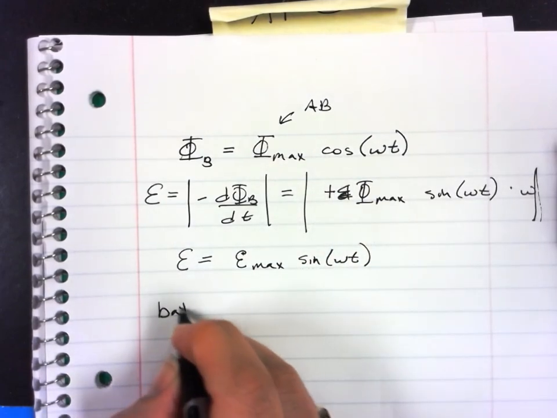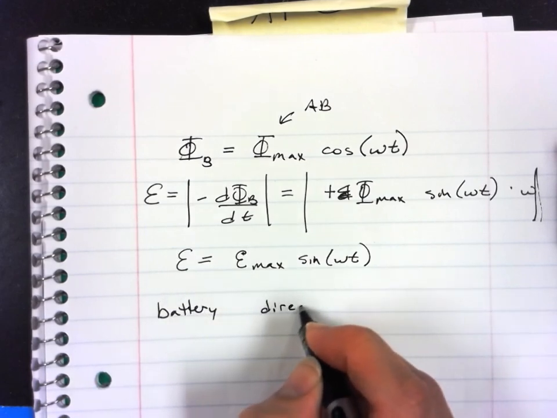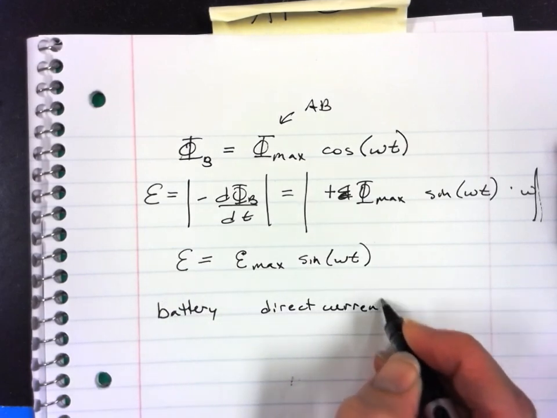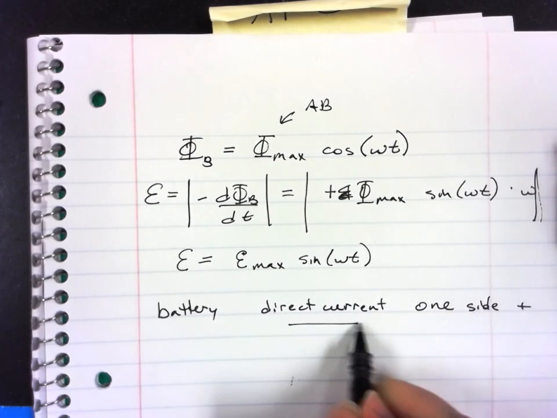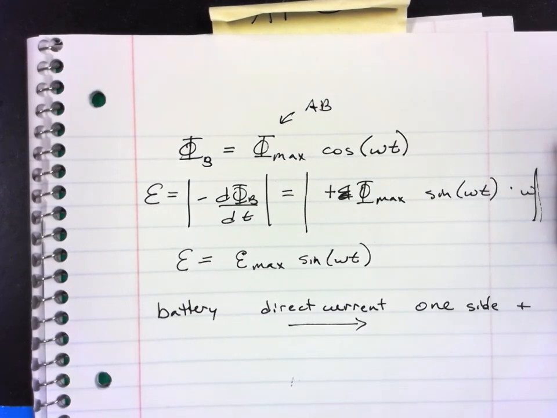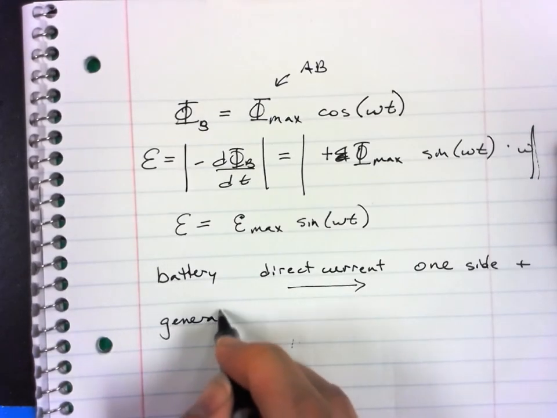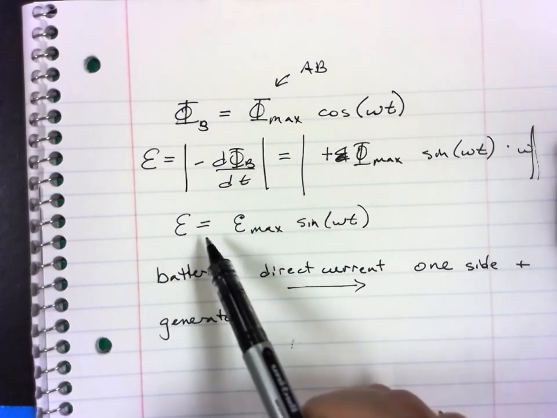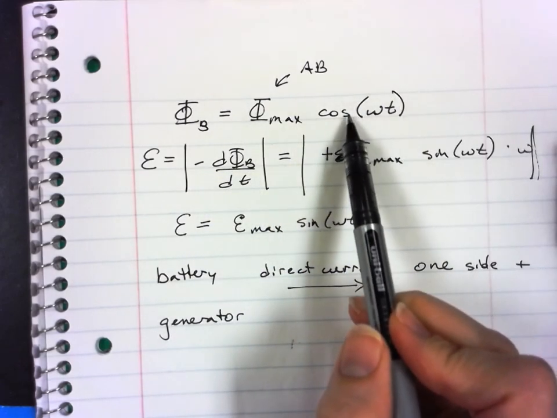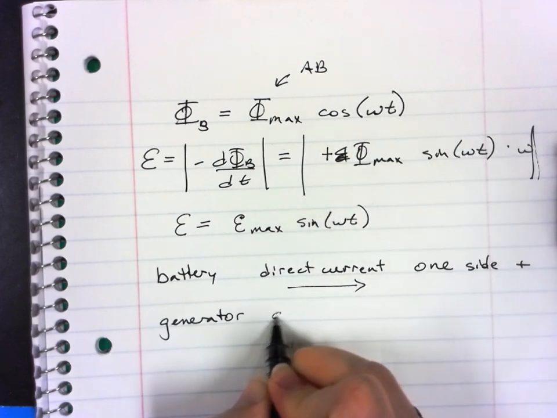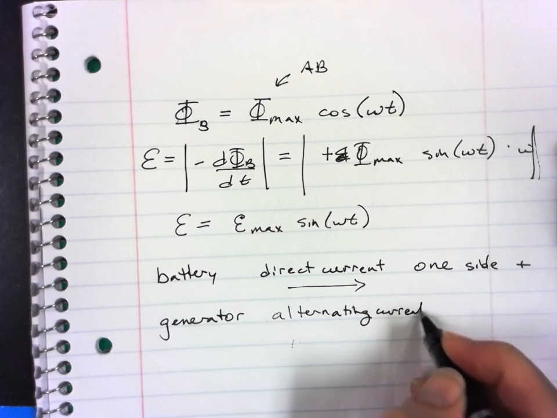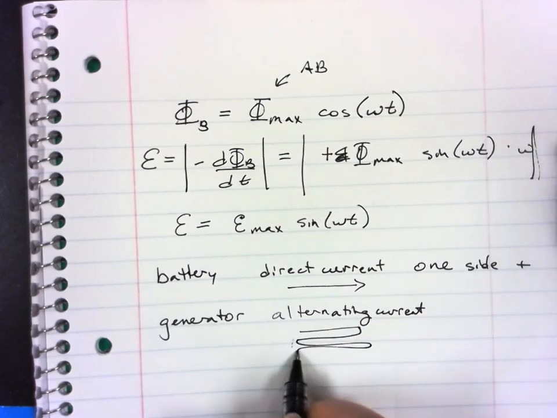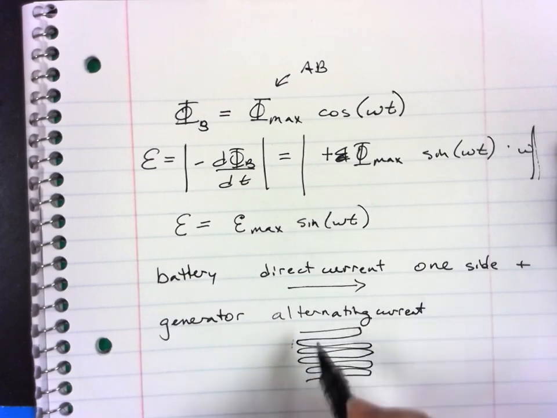A battery produces direct current. One side is always positive. So direct current, the current always goes one direction. A generator, because it's producing this EMF by turning the coil, changing the angle, generates alternating current. So the current goes this way, and then this way, and back and forth. And you can see how that's a sinusoidal curve, essentially.